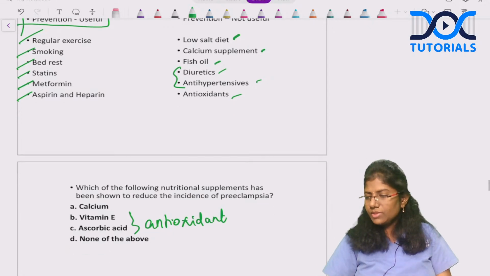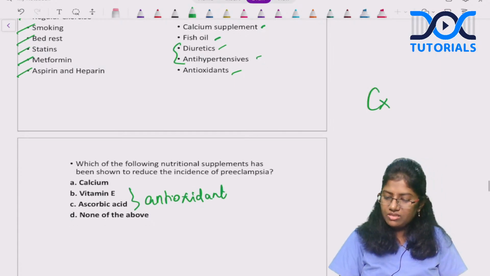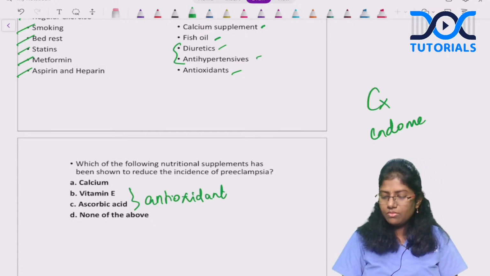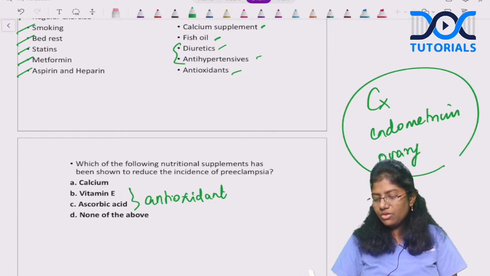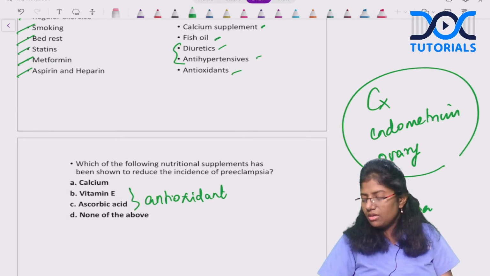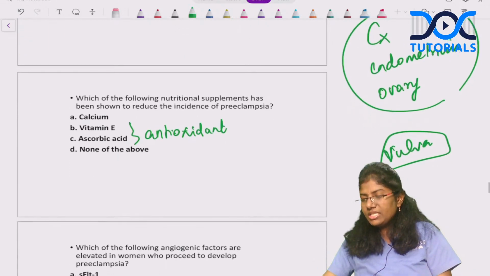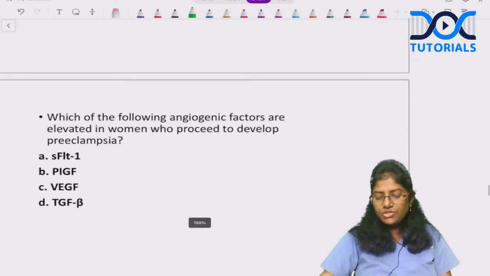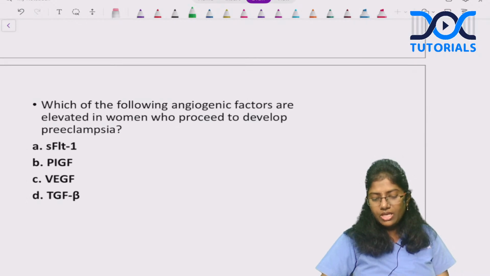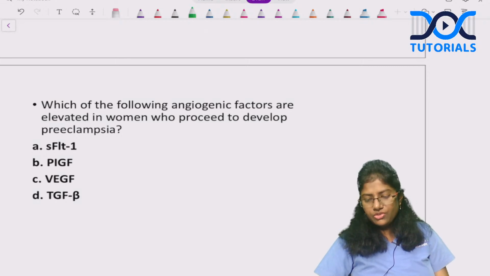So you want what all cancer staging are important? Cervix, endometrium, ovary. These are important. If time permits, you can read vulva or else you can omit it. Read the staging part, but before that, answer this question. Which of the following angiogenic factors are elevated in women who proceed to develop preeclampsia?